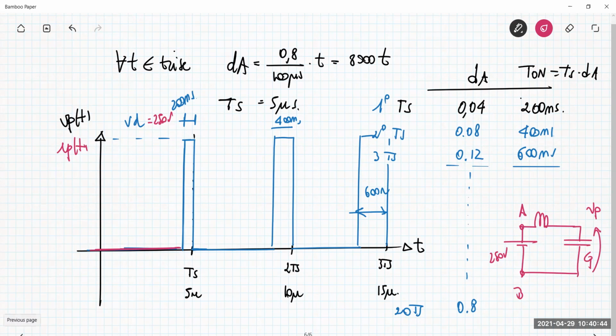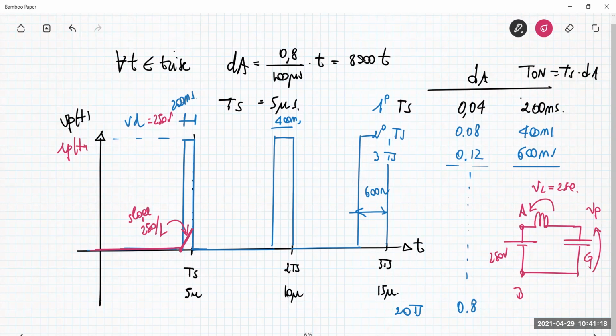Okay, so if you look at the current, we can see that the current is only due to the voltage across the inductance, which is basically 250. So we have a current here that rises up with a slope of 250 divided by L, basically, because the voltage across the capacitance is almost null.